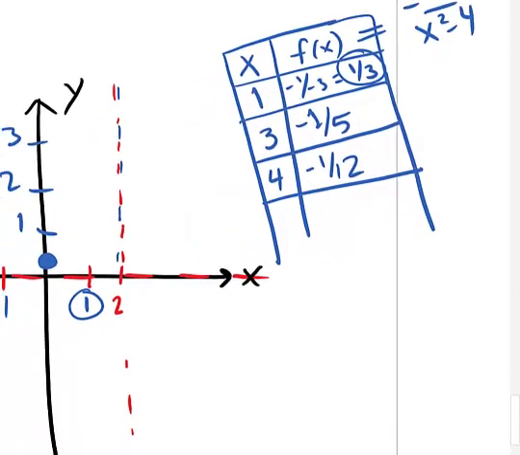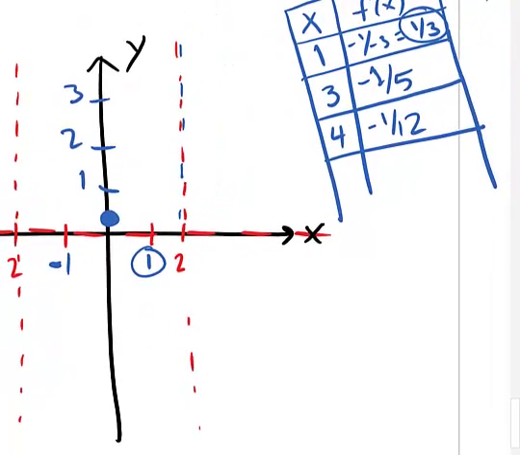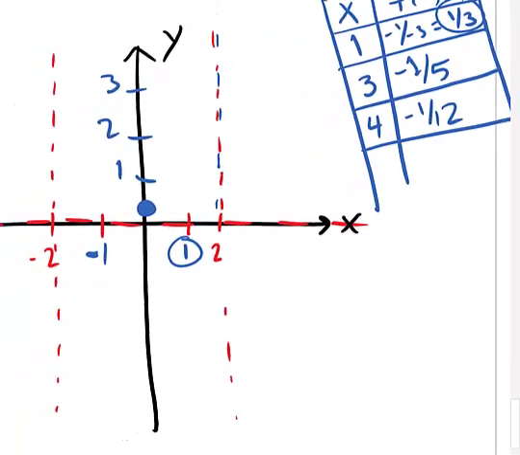Interesting, okay. And sometimes you plot a few values and that's still not enough. We'll see. So the first point I found was 1, 1/3. Let's see, it's even a little higher than that other point we have there. And then 3, negative 1/5. So that's just barely below the x-axis. And then 4, negative 1/12. That's even closer to the x-axis.